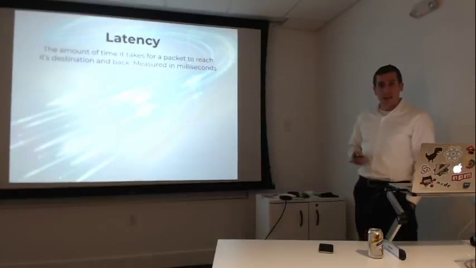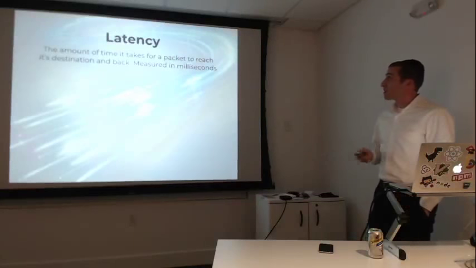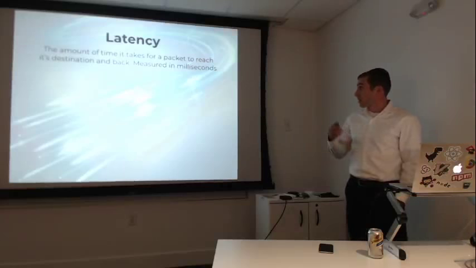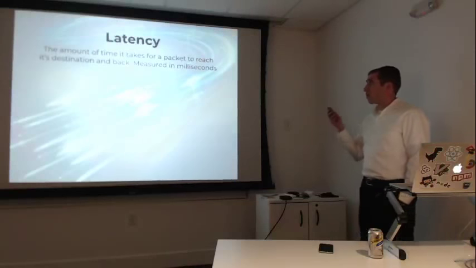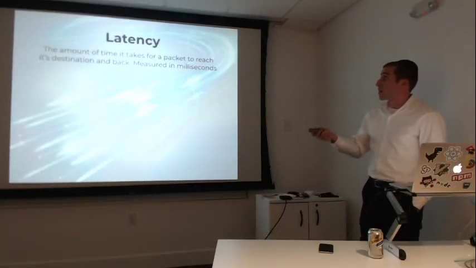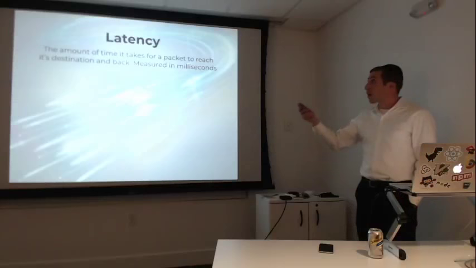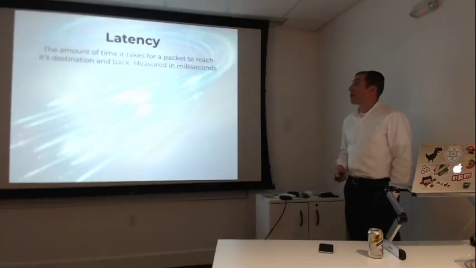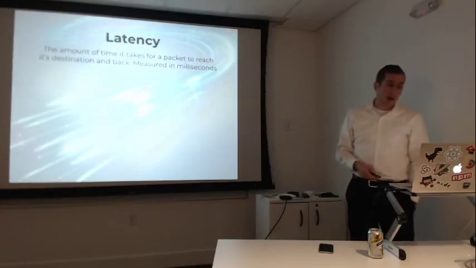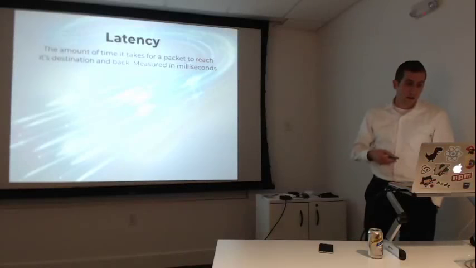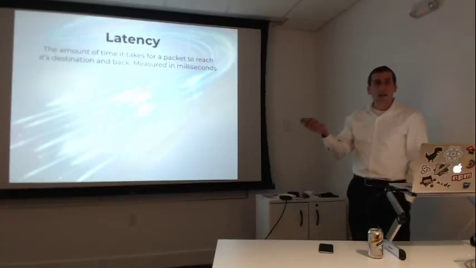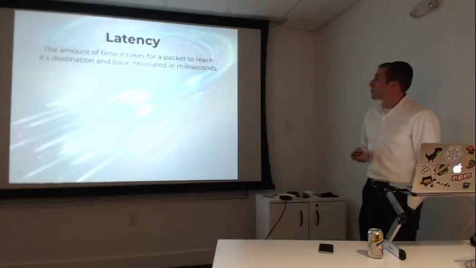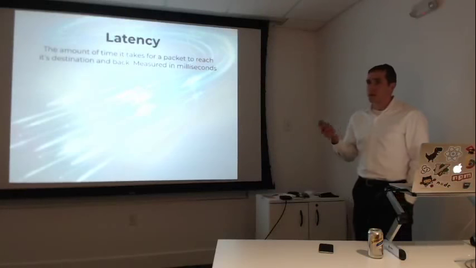Latency is the amount of time it takes for a packet to reach a destination and back, measured in milliseconds. This is very hard to measure because there are so many different factors involved. The first one is what type of internet connection you have. If you're on fiber optic, cable, DSL, mobile or Wi-Fi, all of that will create a different amount of latency. On FiOS, which we have over here, we probably have around 18 milliseconds to get to the ISP and back. Cable is more in the 40s.